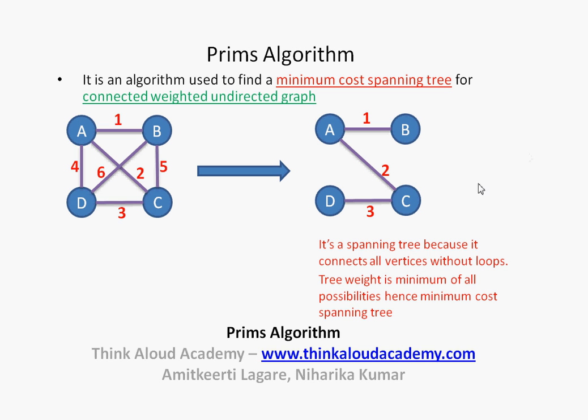It is a spanning tree because it connects all the vertices without any loops. So the definition of a spanning tree is that it's a tree which has all the vertices and there is some edge connecting all of the vertices. Now the tree is called a minimum cost spanning tree because if you find out all the trees of this graph, which we will see in the next slide, this tree is the final result which has the weight as minimum. That is, if you sum up the edges in this tree, the total will be less for this particular tree.